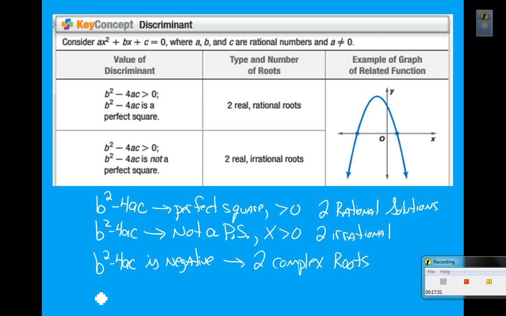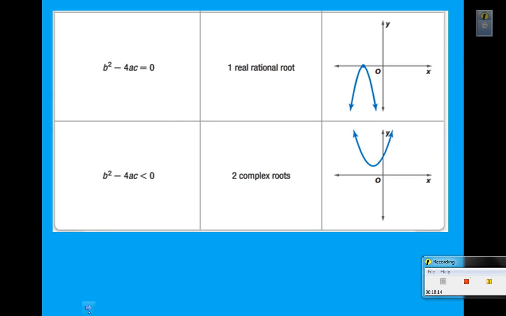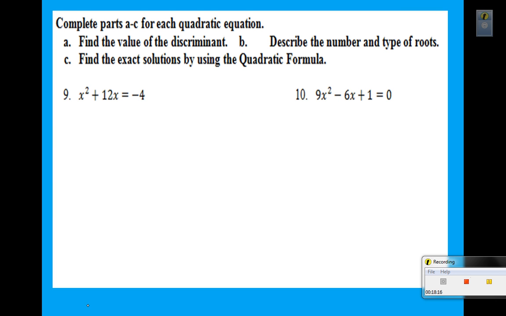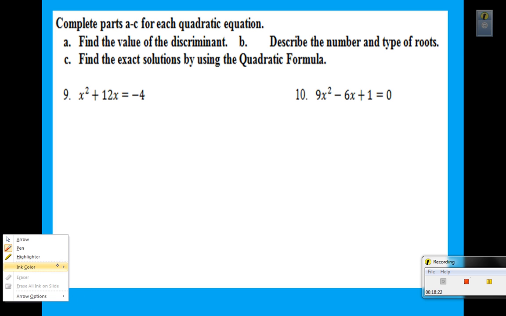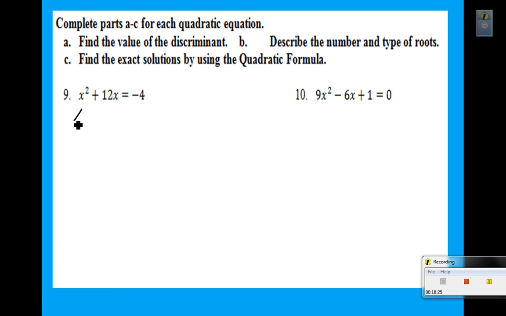And the last but not least, if b squared minus 4ac equals 0, there's going to be 1 rational solution. Okay, so while I got you a little confused there, look at the back side of your worksheet real fast. X squared plus 12x equals negative 4. What I need to do with that first, guys, is set it equal to 0. So let me write this as x squared plus 12x plus 4 equals 0.